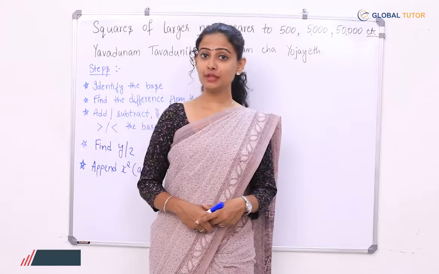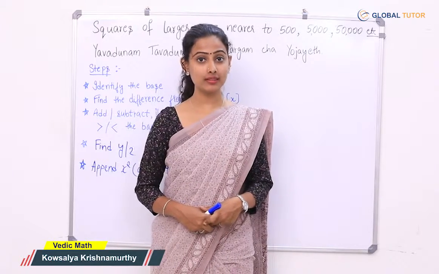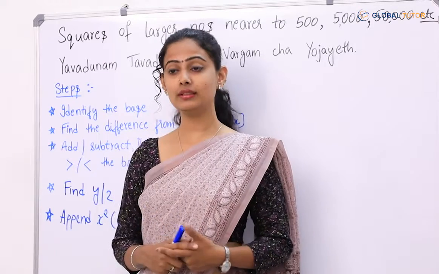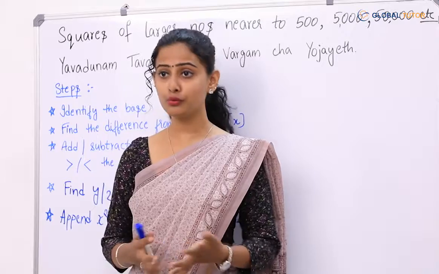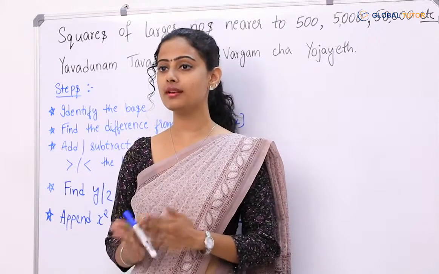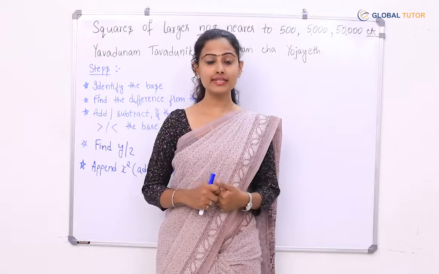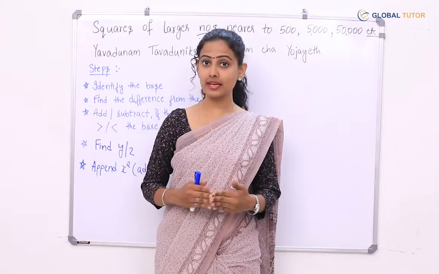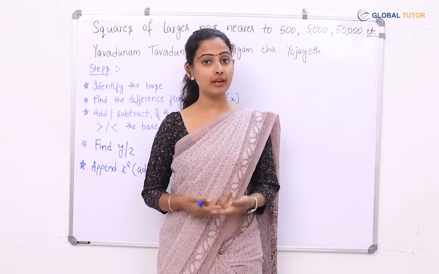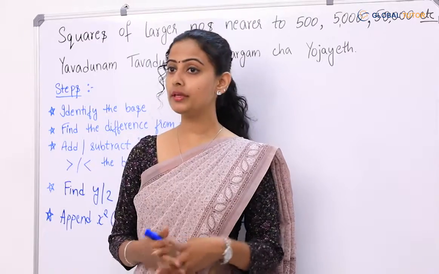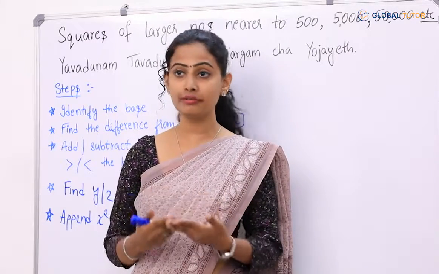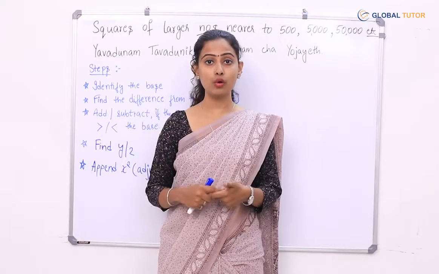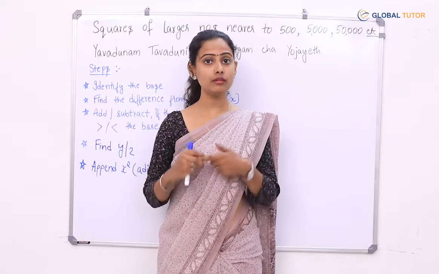Friends, in the last few episodes, using a Vedic Mathematics Sutra, Yavadunam Tavaduni Kritya Vargam Cha Yojayet, we have learnt how to find the squares of numbers around 50, that is from 26 till 75. Now, using the same technique and the same sutra, we can also find the squares of larger numbers which will be nearer to 500, 5000 or 50,000 etc. However, it is important to know the square of the difference from the base number.